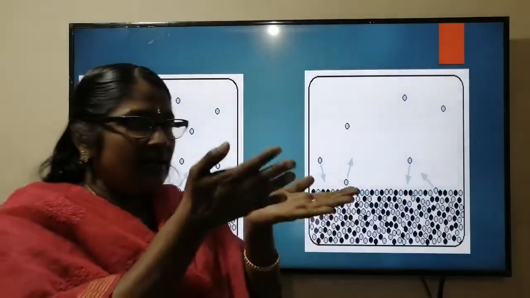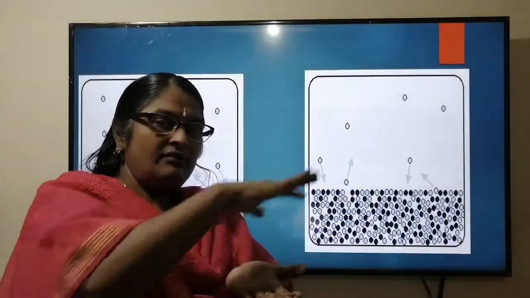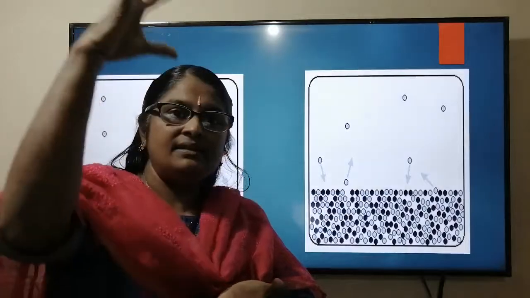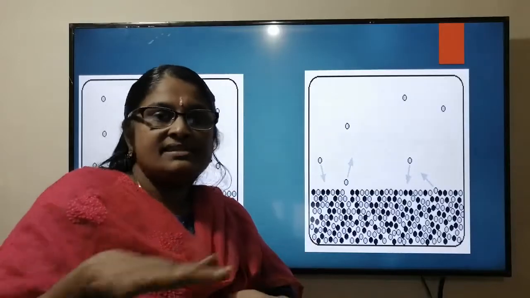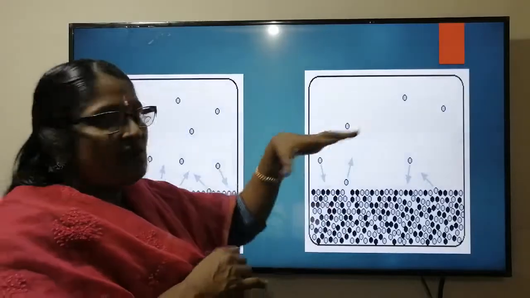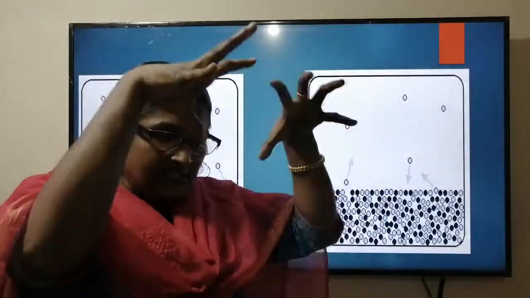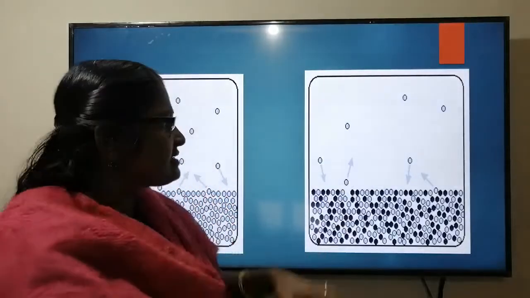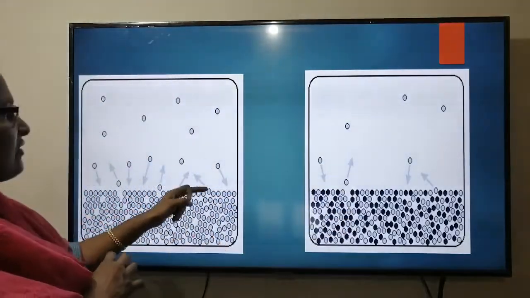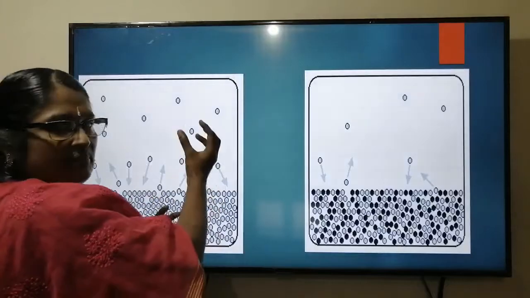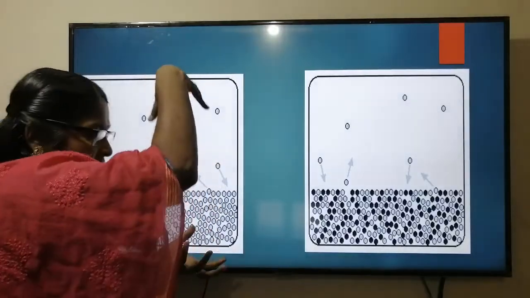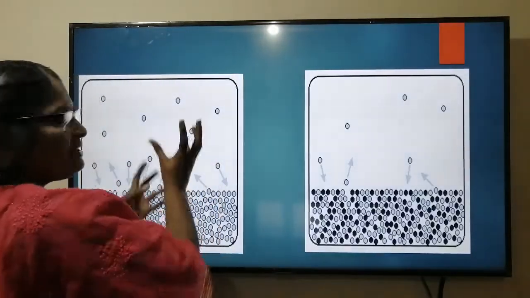We know that if a container is kept open, there are air particles around. These air particles exert pressure, which is known as atmospheric pressure. At sea level, atmospheric pressure is taken as 1 atmosphere. So this 1 atmosphere is pushing downwards on the vapors, while the particles at the surface try to evaporate into vapor form. At that time they exert pressure upwards. So there is a push and pull.